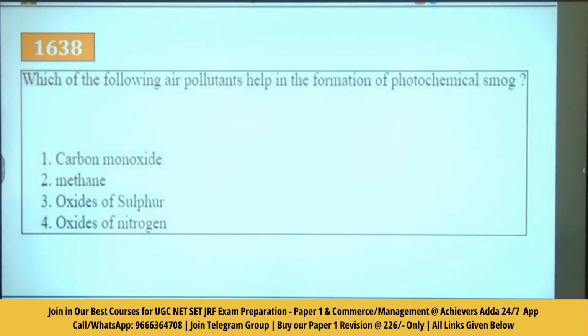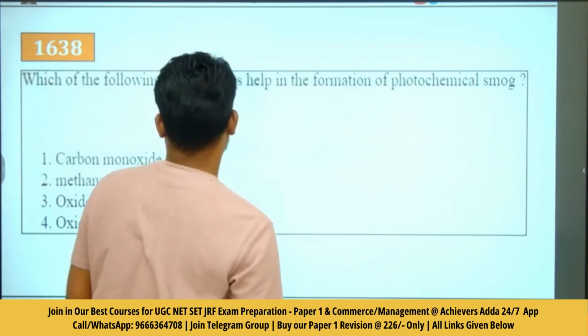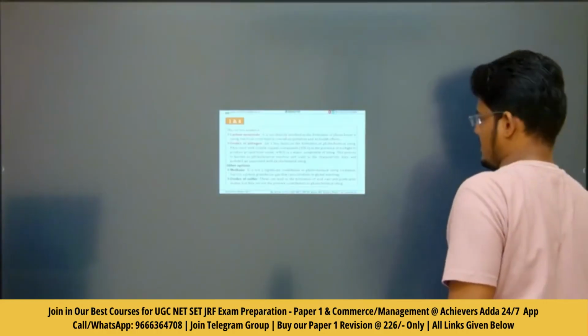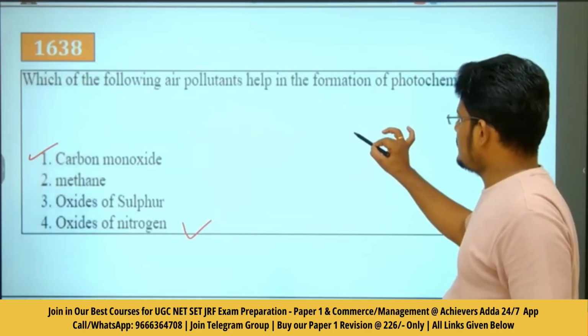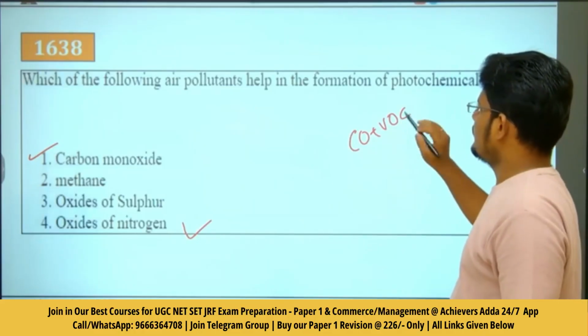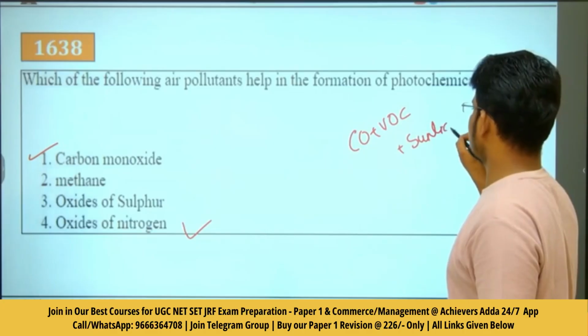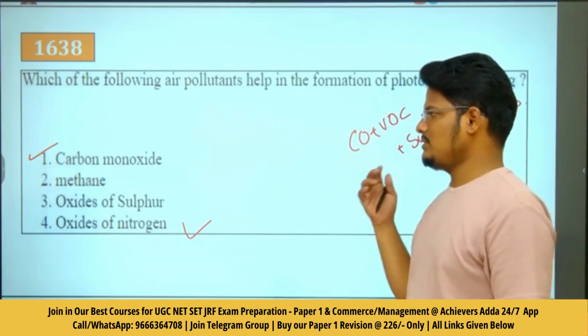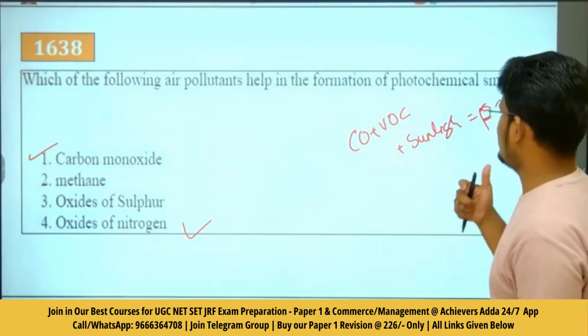Which of the following air pollutants helps in the formation of photochemical smoke? In the first question I told, and recently also we've discussed the same. Scarcity means where demand is more than the supply. So the answer is option number 1 and 4. Generally carbon monoxide plus volatile organic compounds, that is nothing but oxides of nitrogen. So when these both interact with the sunlight, this will form photochemical smoke. Carbon monoxide, oxides of nitrogen, that is NOx, in the presence of sunlight, will create photochemical smoke.